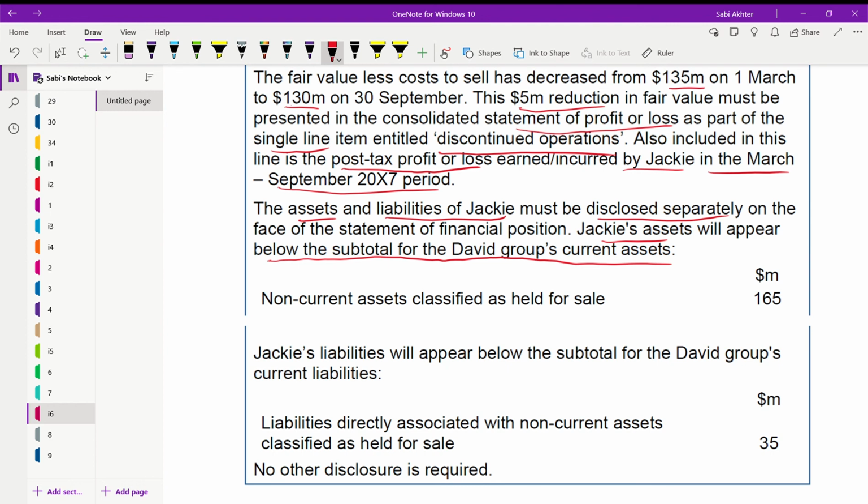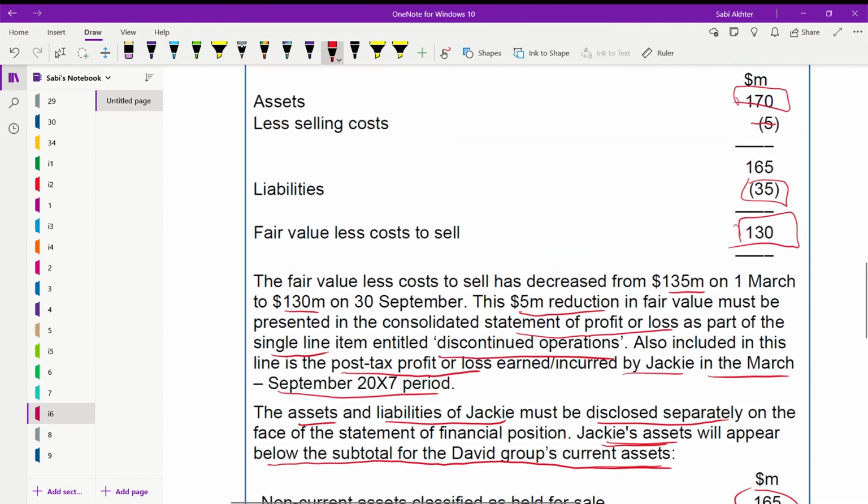For that you have to know which comes up, which is below what. Even though you don't have to prepare that full account, you have to know to write in sentences. Below the subtotal for the group's current assets. So first you write the David Group's current assets. Below that you write Jackie's assets. So non-current assets classified as held for sale will be 165. How is it 165?